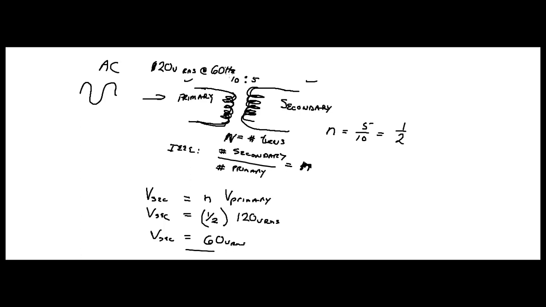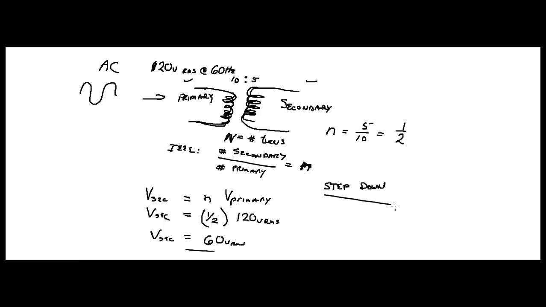So, depending on the number of turns, depends on what your secondary voltage is going to be in relationship to your primary. In this case, the secondary voltage went down, didn't it? It went from 120 in primary to 60 for secondary, right? So this is what you call a step down transformer. Got it?